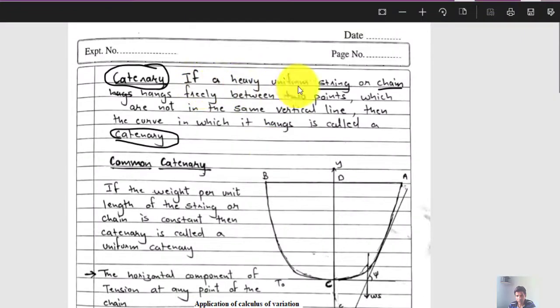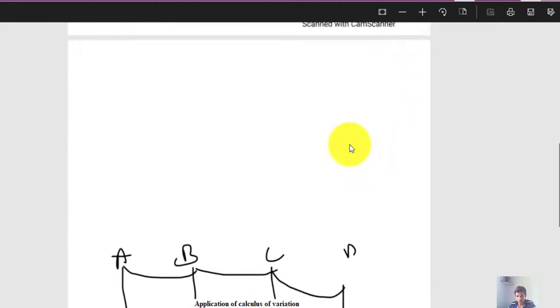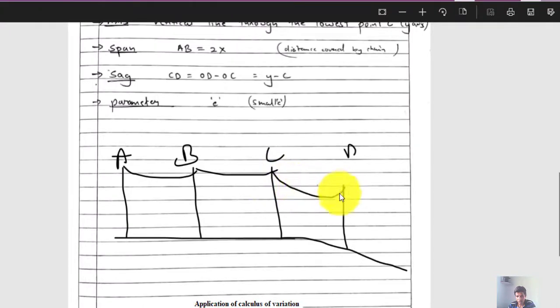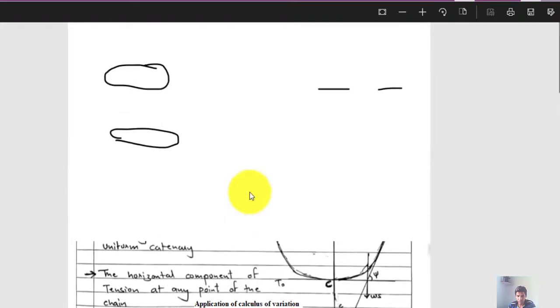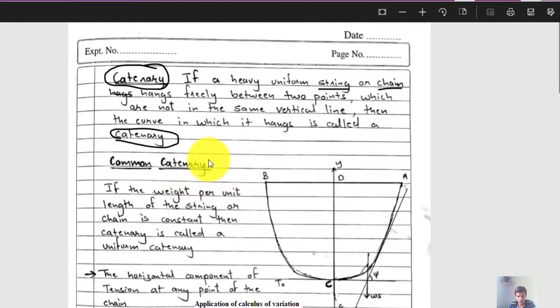If a heavy uniform string or chain hangs freely between 2 points which are not in the same vertical line, then the curve in which it hangs is called the catenary. So this curve is called the catenary because it is hanging between these 2 points, right? Now let me explain what you mean by common catenary.